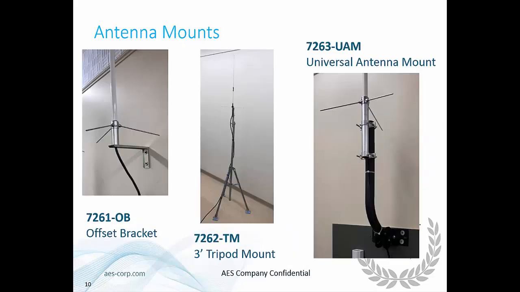Here are a few of the different antenna mounts that AES offers. First, we have the offset bracket for the fiberglass antennas. Notice that this offset bracket allows the antenna's radials to stay clear from the wall. It is very important that you keep the radials in place.